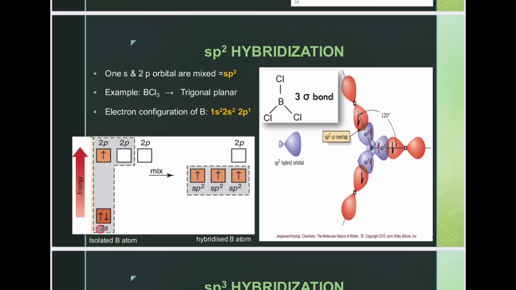So now here we look at the 2s. The 1 electron from the 2s will jump to this empty orbital of the 2p and mix, becoming 1s and 2p here, so it becomes sp2.